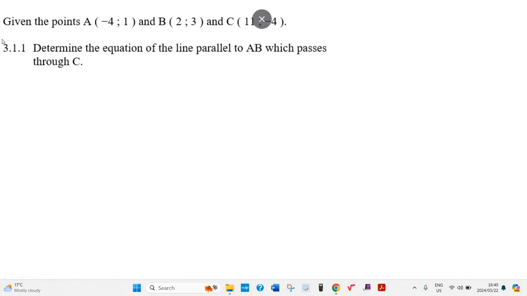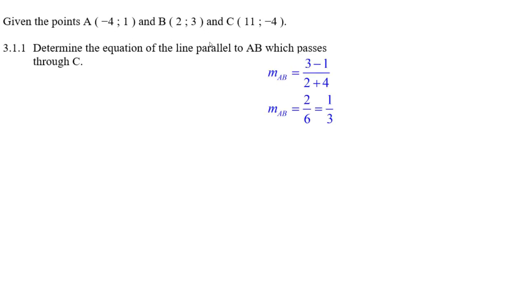Okay, here's the analytical question where they say determine the equation of a line that is parallel to AB, but it's going to pass through C. Well, if it's going to be parallel to AB, we're going to need the gradient of AB. So we go 3 minus 1 over 2 minus 4, 2 plus 4. We get 2 over 6. The gradient of AB is 1 over 3.